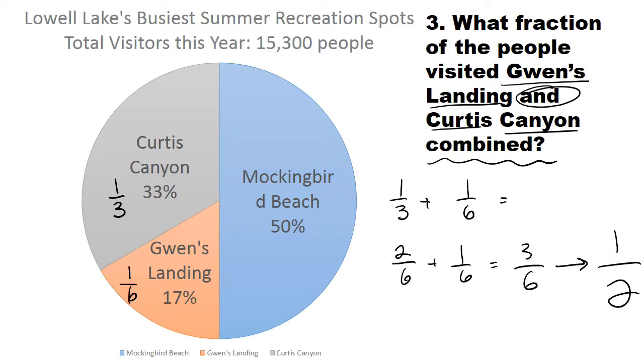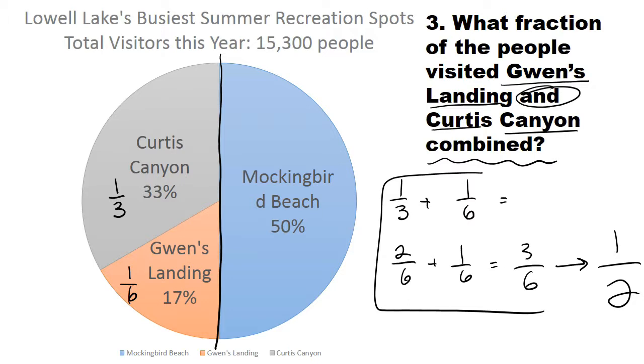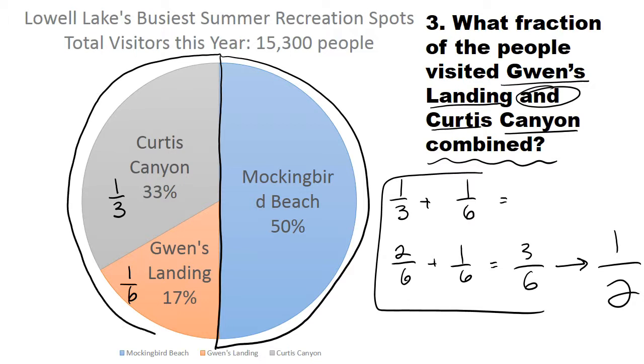Or you don't even have to do the math here. When we look at our pie chart, we realize that half of the people chose Mockingbird Beach. And that means the other half chose both Curtis Canyon and Gwen's Landing. So we have the math to check, but when we look at our pie chart, we can see that those two pieces equal 50% or 1/2.